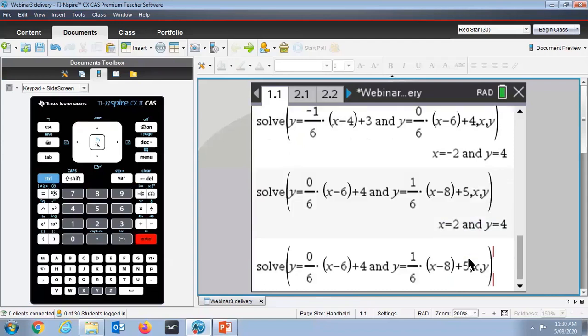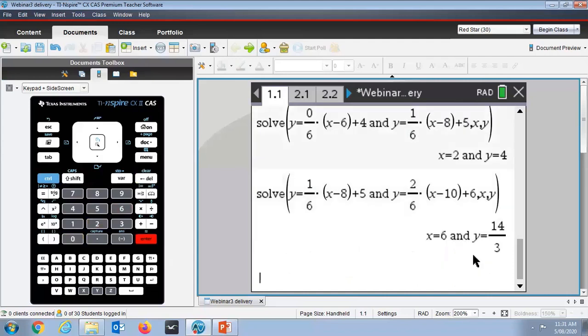When we go up here, copy and paste again, let's put in our equation 4, which was +1. That was 8. This one was 5. And continuing the pattern, that numerator was increasing by 1. It was 2/6. That is now x minus 10 plus 6. And when we press enter on that, we get another set of points.